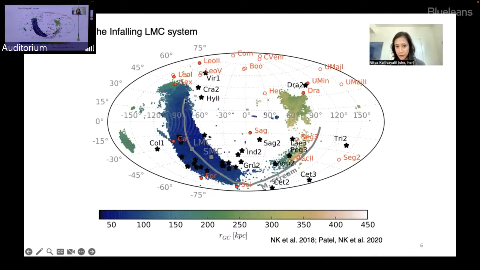This is an analog from the simulation, and all these colored points show dark matter that was bound to the LMC system and is falling in with the LMC system. And we then went to Gaia and we measured proper motions, completing the full 3D velocity space for as many ultra-faint dwarf galaxy candidates as we could in this general area, and found that a couple of them are actually coming in with the clouds.